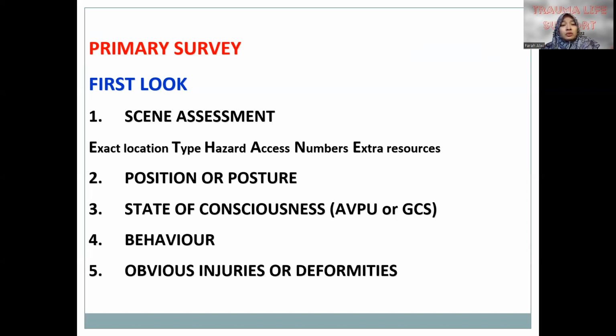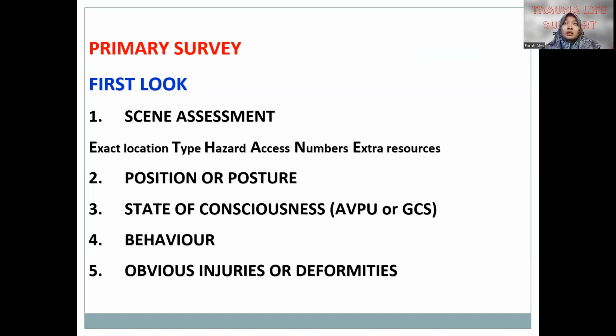All right. Next, look at the patient's position and posture. Whether the patient was thrown far away from the vehicle, look at how far the patient fell from the building, how high it is. And then look at the patient's posture, whether they are in prone position, whether they are in supine, whether they are able to sit up. All right, state of consciousness.